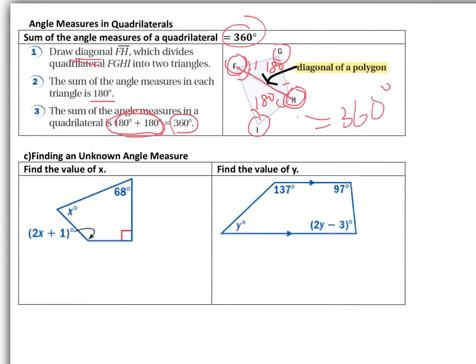And by knowing that piece of information, we can solve problems involving angle measures of quadrilaterals. For example, find the value of x. You're given all these different pieces of information. So all you have to do is set up the equation: x degrees plus 2x plus 1 degrees plus 90 degrees plus 68 degrees equals 360 degrees.